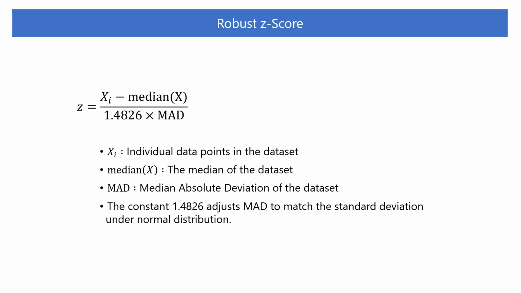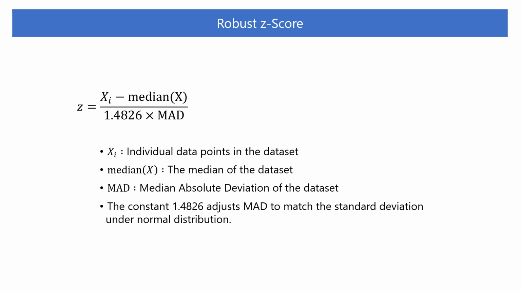To detect outliers based on standard deviation, we can use a robust Z-score instead of the usual Z-score. A robust Z-score is calculated by subtracting the median from the data value and dividing the result by multiplying 1.4826 with MAD. Using this robust Z-score makes our detection less susceptible to outliers.